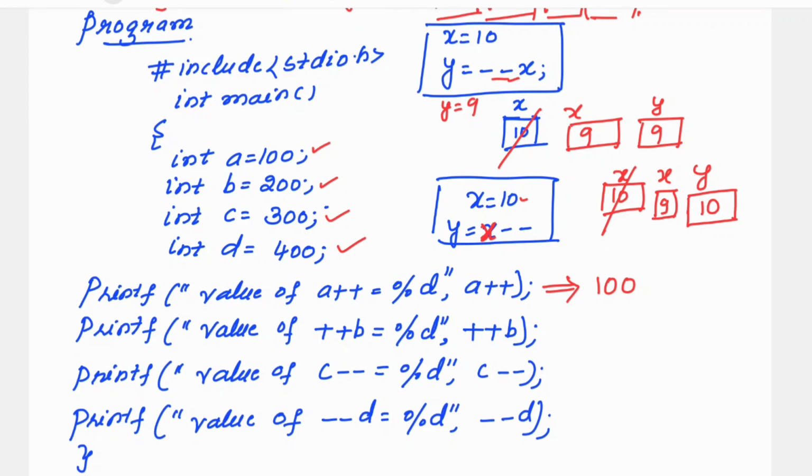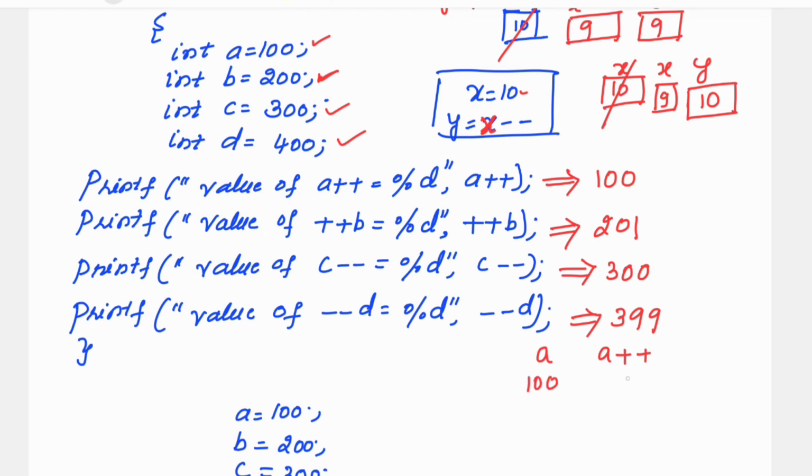Now ++b. What is ++b? It is pre-increment. First you increase the value of B. What is the value of B? It is 200, 200 plus 1, so it will become 201. Next, in the third one you are using the post-decrement operator. Post-decrement uses what? The current value as it is. C is 300, so c-- is 300 only. Next, the fourth case, --d. This is the pre-decrement operator. First decrement the value. So 400 has to get decremented by 1. It will become 399. So this is how you will print these 4 values.